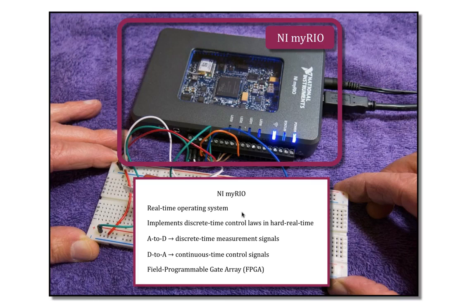The most important features of it for our purposes are listed here. Number one, it runs a real-time operating system, and we'll use that operating system to implement our discrete time control laws in hard real time. It has several onboard A to D converters that we'll use to generate our measurement signals for our control laws. It has several onboard D to A converters that we'll use to generate our continuous time control signals for our analog plant. And finally, it has a field programmable gate array, which makes for very efficient programming of, for example, our A to D and D to A converters.